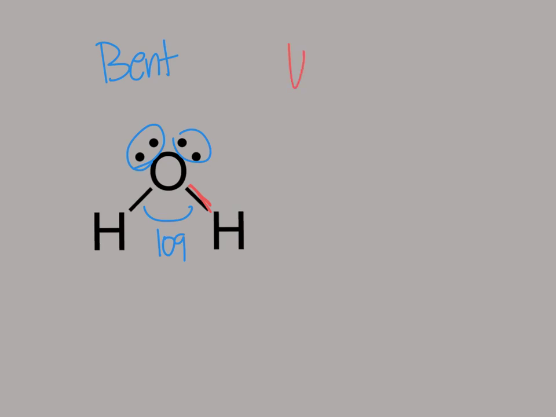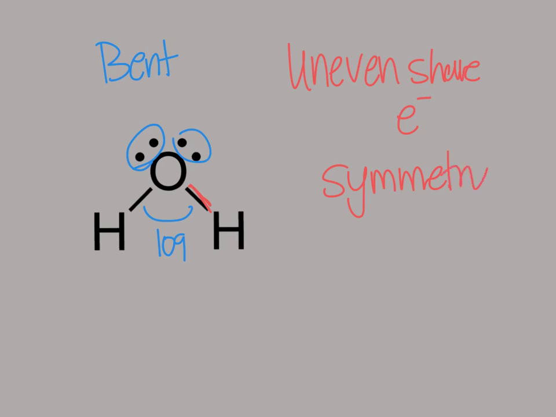So we are looking for unevenly shared electrons on a molecule. If you look at this particular structure and at the symmetry, we will be able to determine if this molecule is symmetrical and the electrons are evenly dispersed around the center, or if it's uneven. If it's uneven, we call it polar. If it is even, we call it nonpolar.